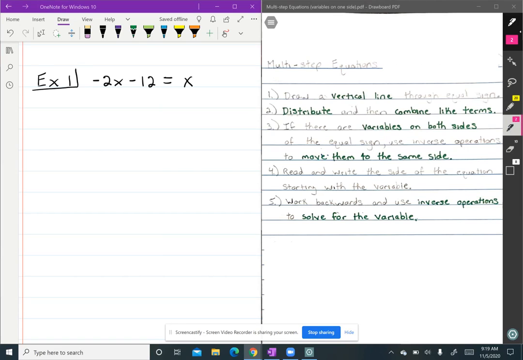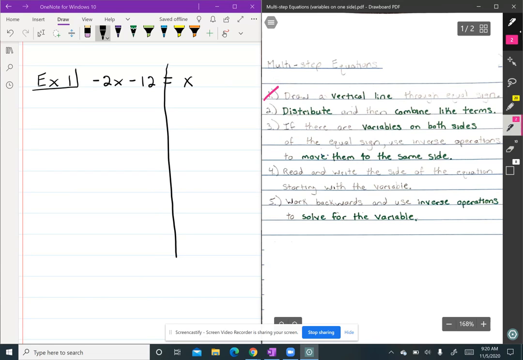When solving multi-step equations, we're going to use the steps that are shown on the right side of your screen. So the first step says to draw a vertical line through our equal sign. And then step 2 says distribute and then combine like terms.